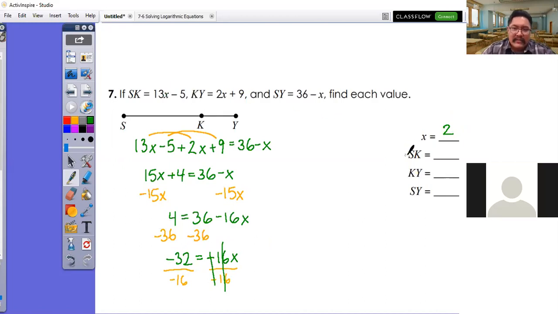So let's go ahead and go down to the next item. It says that we should find SK. SK is this longer segment, and it also tells us up here what we should put there. So to find SK, I'm going to take 13x minus 5, but I'm going to take out the x and substitute it with what I know x is, and that's 2. So 13 times 2 would be 26, minus 5. And then again, we write it the way we should. So SK equals 21.